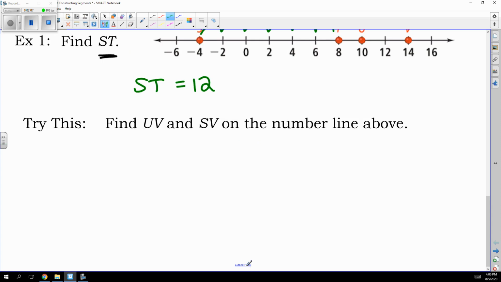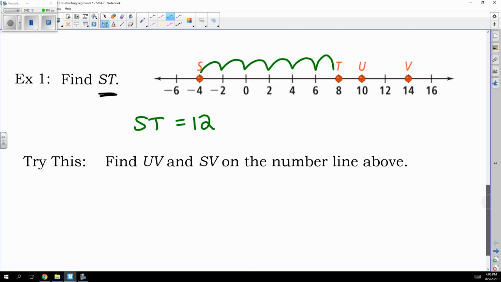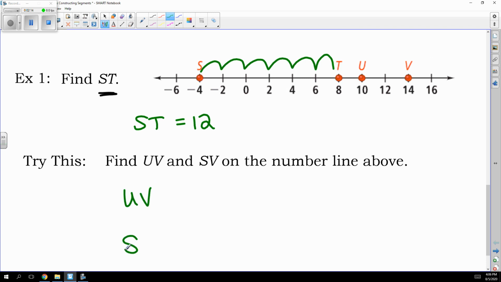So make sure that you pause the video for just a sec. Make sure you can find the length of UV and also the length of SV. So when we talk about those two letters together without a little bar on top, then we're talking about the length of a segment, and we need a numerical value for that as much as possible. So the length of UV, if you notice, is a length of 4, and the length of SV is going to be, sorry, S to T was 12 units, and then we went another 6. So that's going to be 18 units, right?